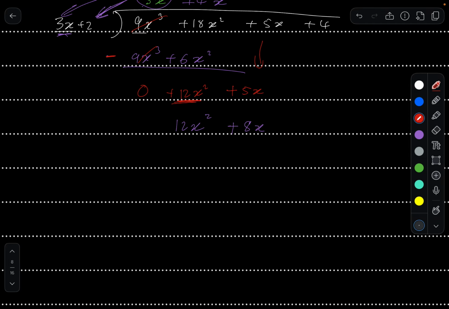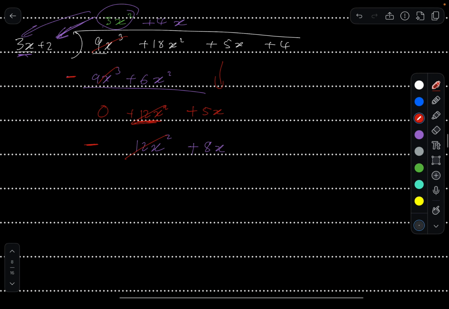Now you're going to do the same thing. You're going to minus them. This one should cancel that one. Great. If it doesn't, you've made a mistake. And then this one will be 5 minus 8. This one should have the same exponent, by the way, so that they're like terms. So this will be negative 3x. And then you bring this one down, so it will be plus 4.